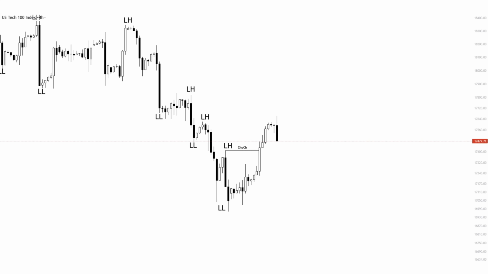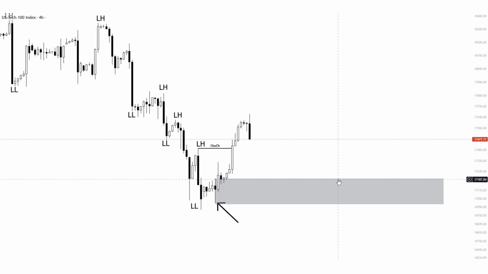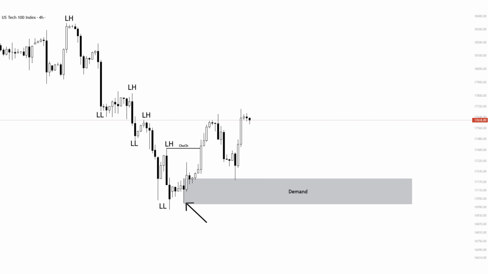At the same time, we can look, where did the pullback end? The answer is often from a demand zone. And if we look closely, the previous candle from the impulsive one that started this upside push is a demand zone candle. And price pulls back down into the demand and continues the small uptrend.